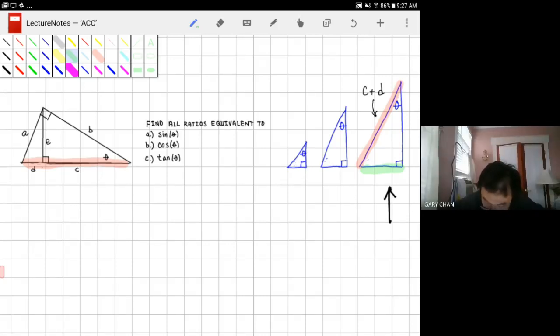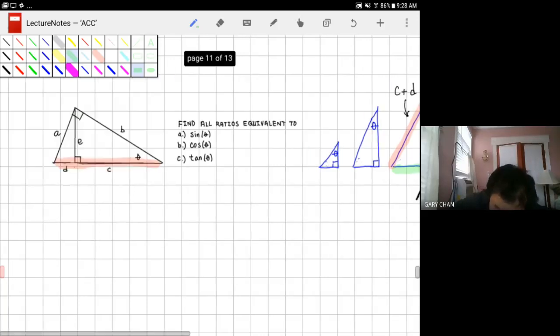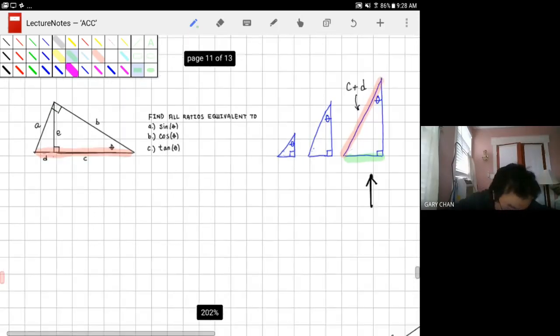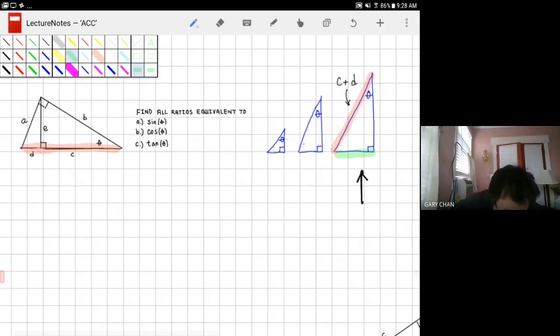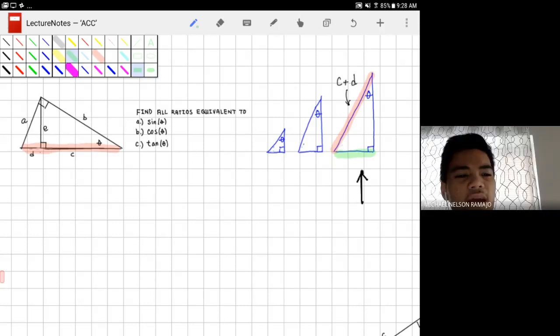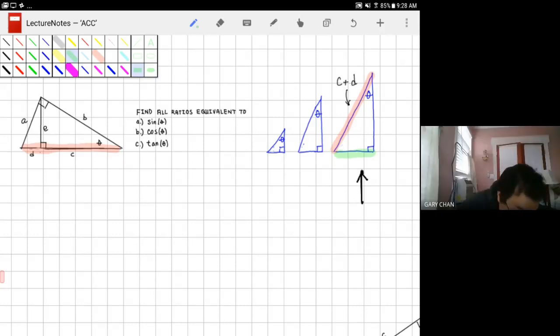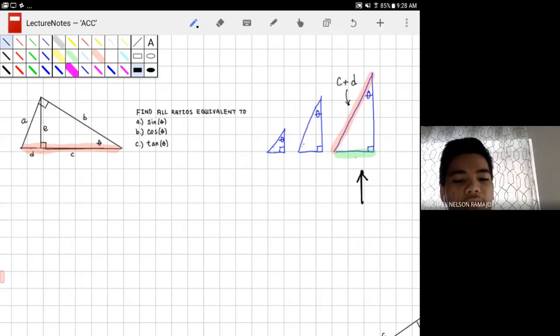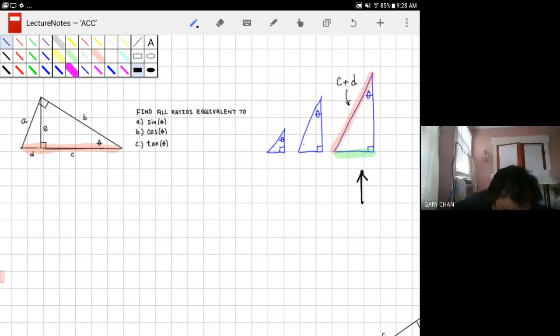Excellent. So if that is opposite, my next question to you in the triangle over here on the left: which side is opposite of theta? I'm talking about the giant triangle. Which side is opposite of theta? Is it A or is it B? A. It is A. Good job. Thank you. So this side must be A.